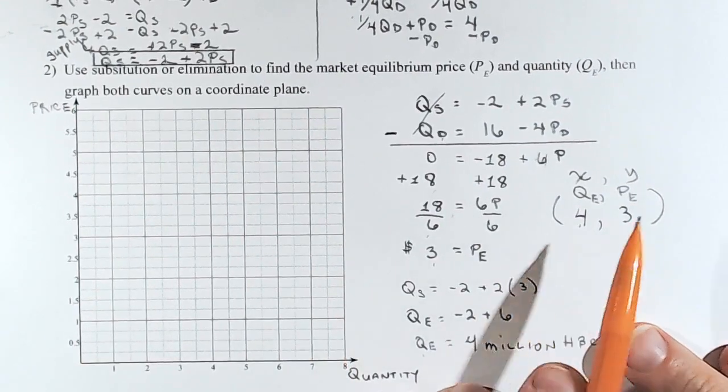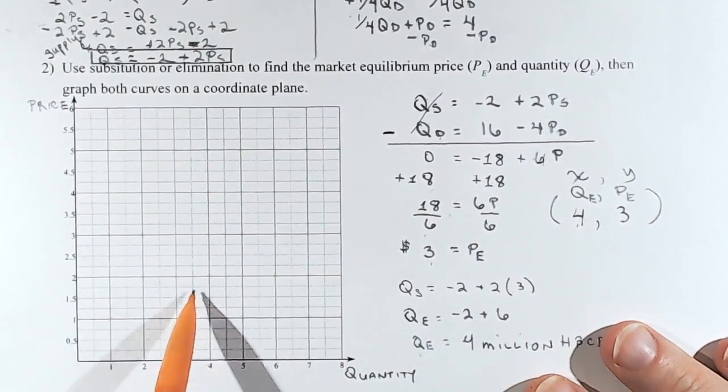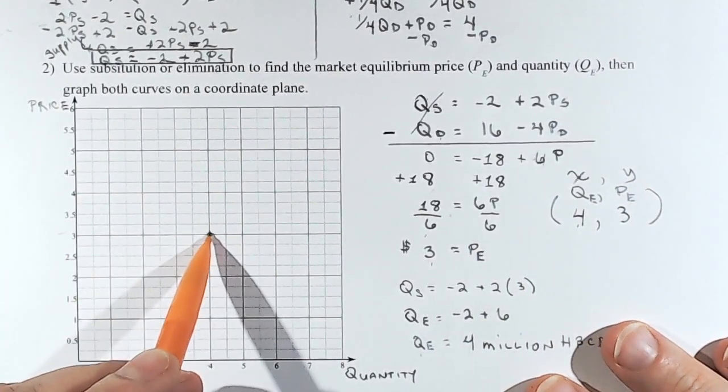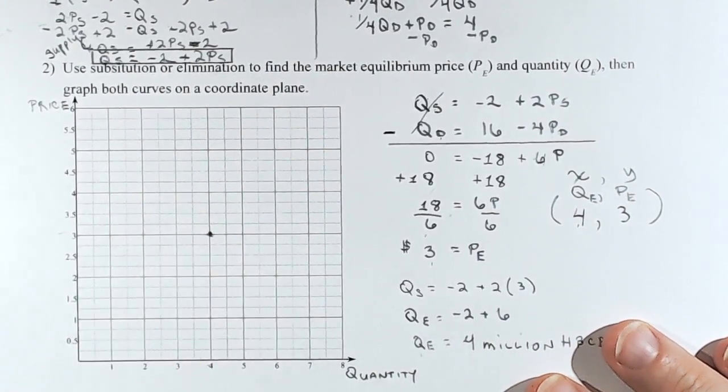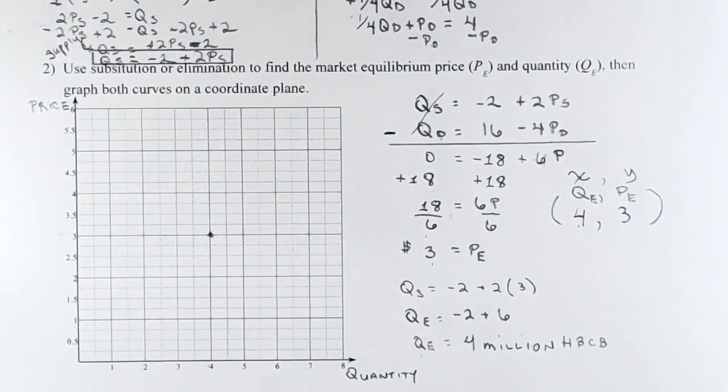So let's go graph this point, 4, 3, right here. This is called the market equilibrium. This is where the two lines, supply and demand, cross. And it's where both the consumers and the producers are happy.